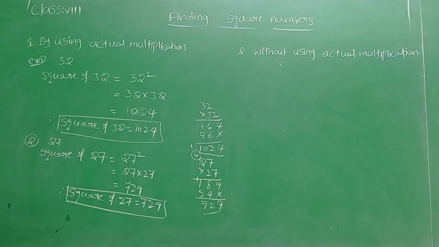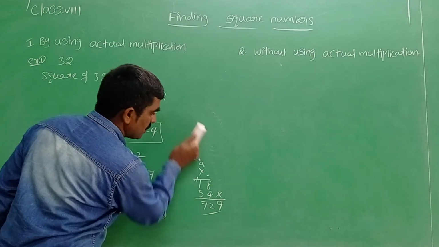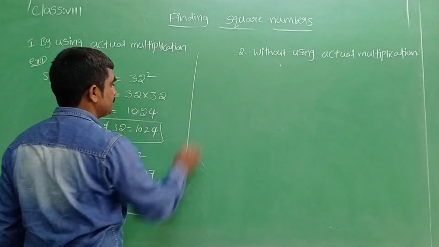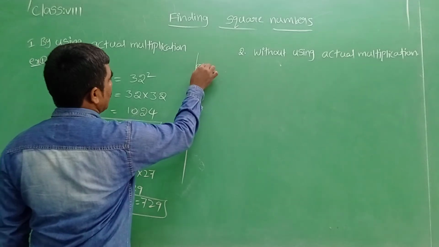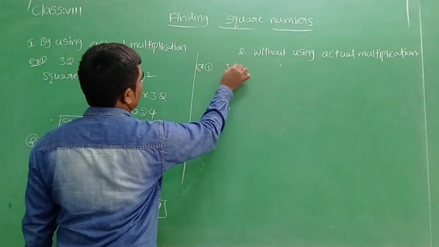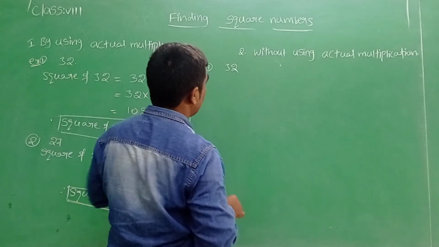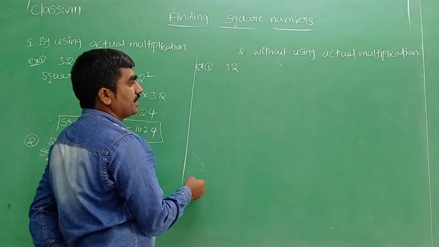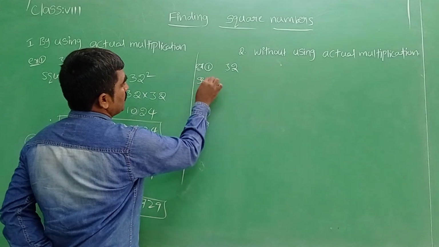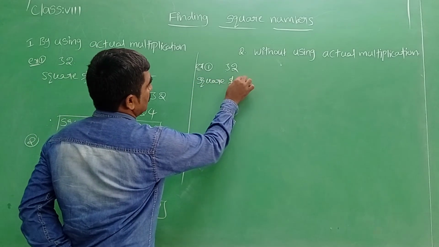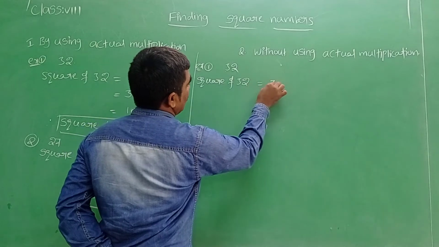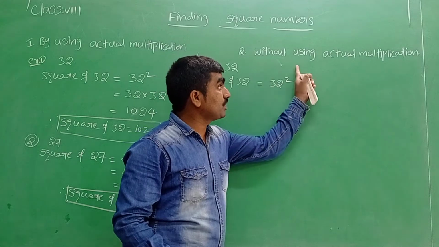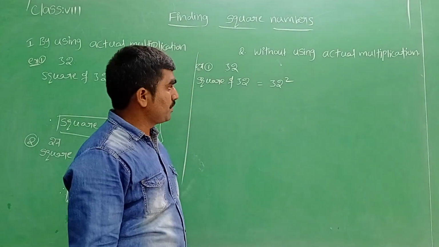Now let's see how to find the square numbers without using the actual multiplication method. Let me take the same number, 32. We have to find the square of 32 without using actual multiplication. So the square of 32 is equal to 32 squared.